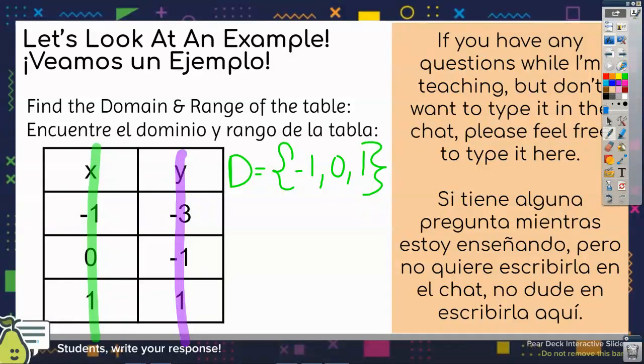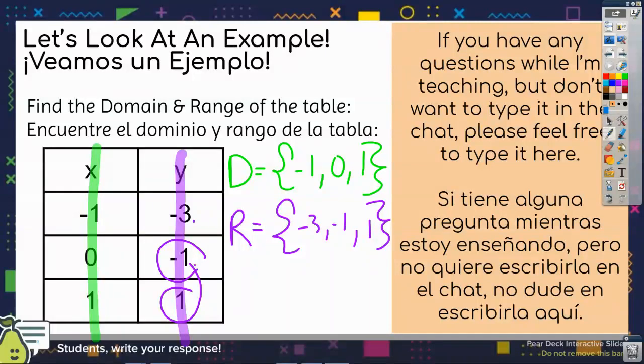What about my range? R equals fancy squiggle. We have -3, we have -1, we have 1. So again, we're just literally listing what's there. That's all there is to it.